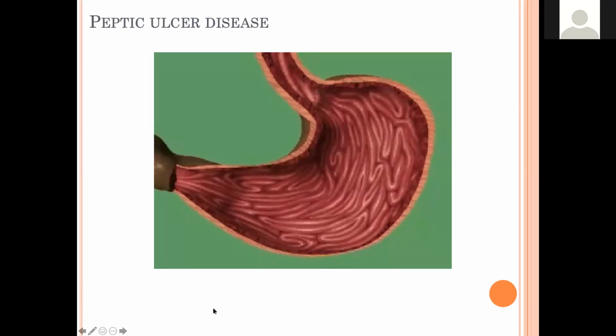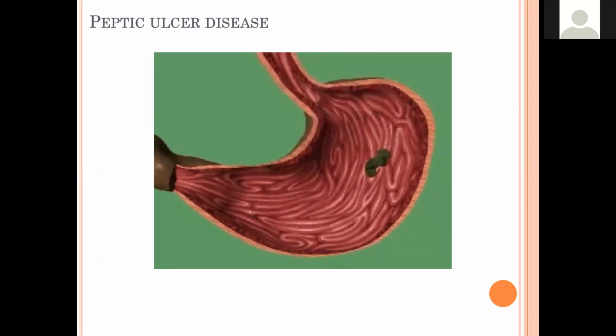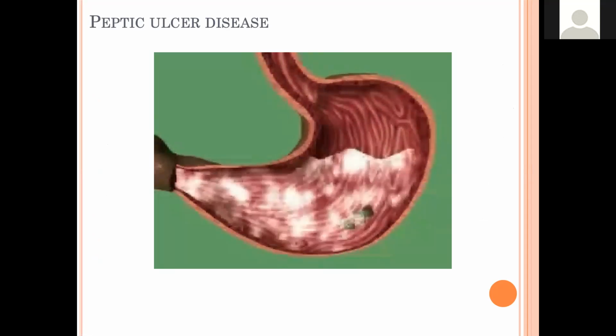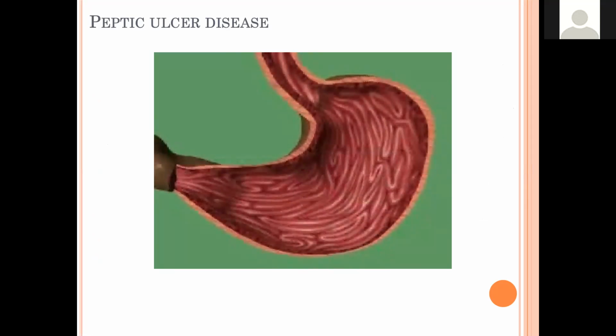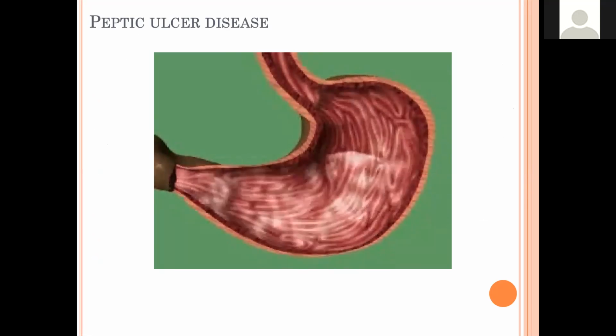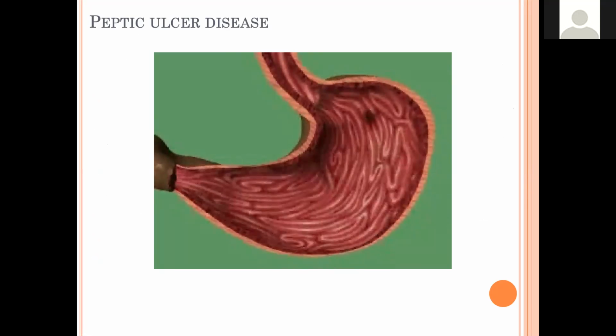Let's look at peptic ulcer disease. Normally, gastric juices are secreted in the presence of food. Stress and smoking can also cause the stomach lining to secrete gastric juices. In the absence of food, the acidic juices erode the lining of the stomach, leaving an open sore that may bleed. This open sore is called an ulcer.